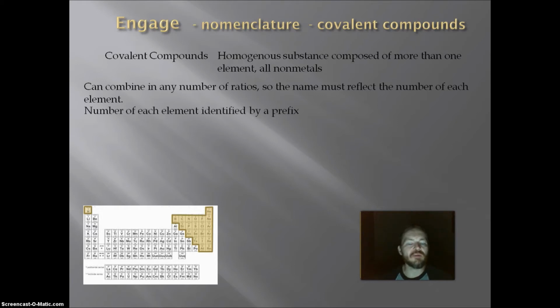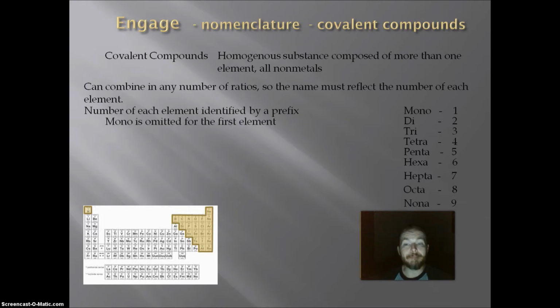And to do that, we have to use prefixes to help us know the numbers. And the prefixes we use for covalent compounds are mono for 1, di for 2, tri for 3, tetra for 4, penta for 5, hexa for 6, hepta for 7, octa for 8, nona for 9.